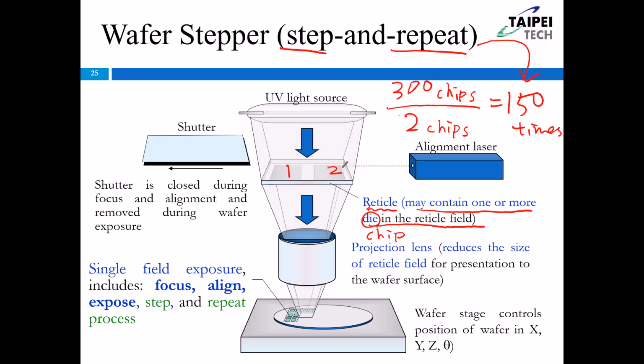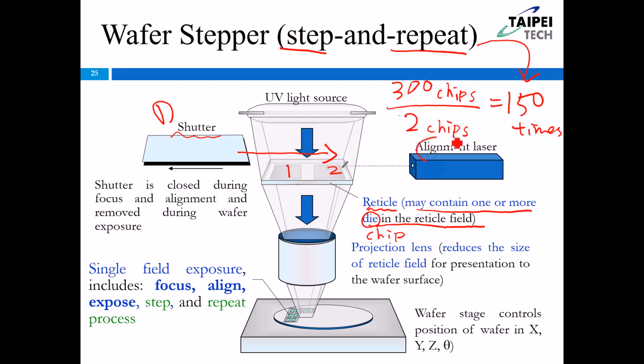So I need to move around this wafer stage in order to let all of the 300 chips be exposed to the light, okay? So how can we do that? First, we need to do the alignment, right? When we do the alignment, this is the shutter. We need to put the shutter to the right side so we block the UV light first, okay? And then we do the alignment.